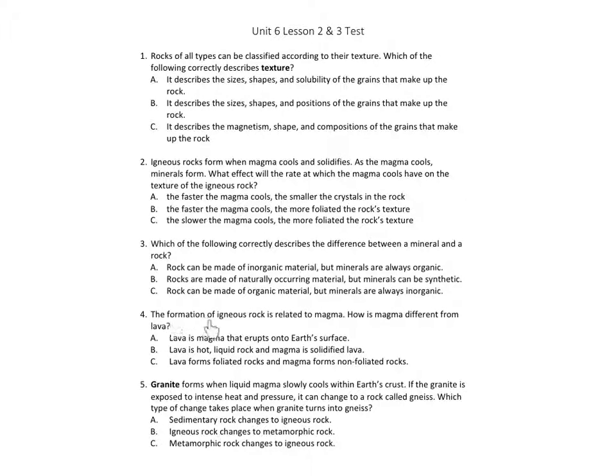Number 4. The formation of igneous rock is related to magma. How is magma different from lava? A. Lava is magma that erupts onto the Earth's surface. B. Lava is hot, liquid rock, and magma is solidified lava. C. Lava forms foliated rocks, and magma forms non-foliated rocks.